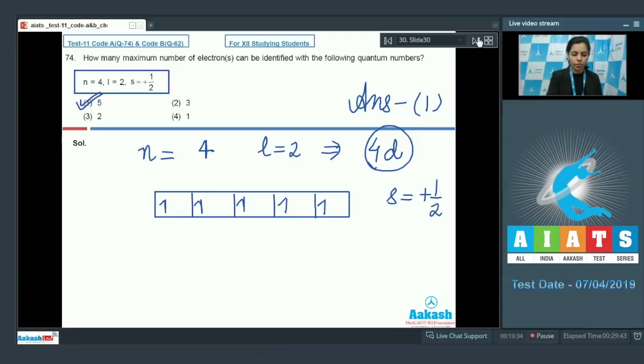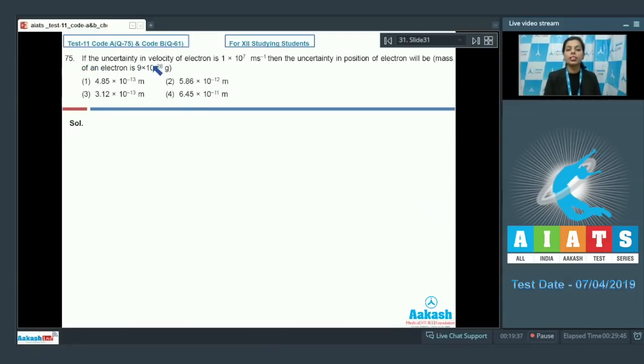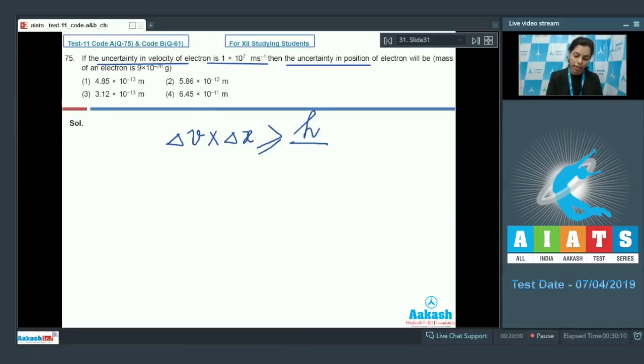And after this, it's the turn for the next question. Question number 75. If the uncertainty in velocity of an electron is 1 into 10 raised to the power 7 meter per second, then the uncertainty in position of the electron will be. On the basis of uncertainty in velocity of the electron, you need to find out the uncertainty in position. We know that delta V into delta X is greater than or equal to h by 4 pi m. This is the formula that we use. Now we have the uncertainty in velocity. Let's place the value here: 1 into 10 raised to the power 7 meter per second into delta X.